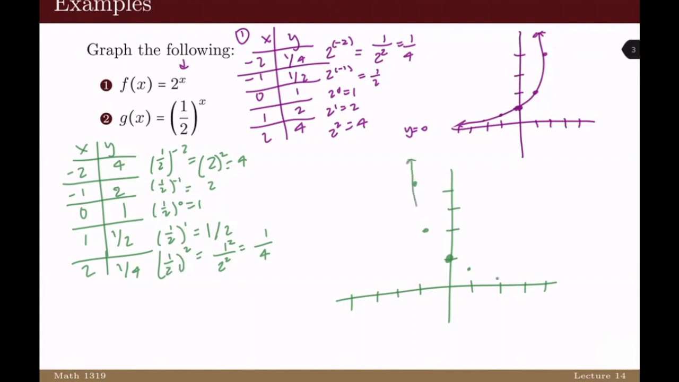If you notice, what's interesting is these are almost flipped over the y-axis. You can see this one goes up really fast on the right side, and this one goes up really fast on the left side. And that's how you graph exponential functions. All right, let's move on.